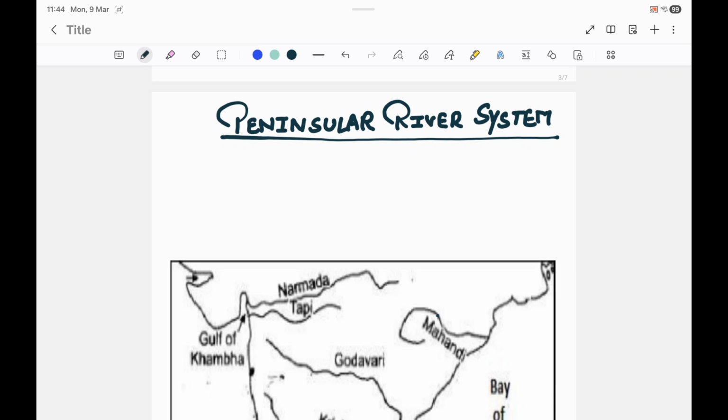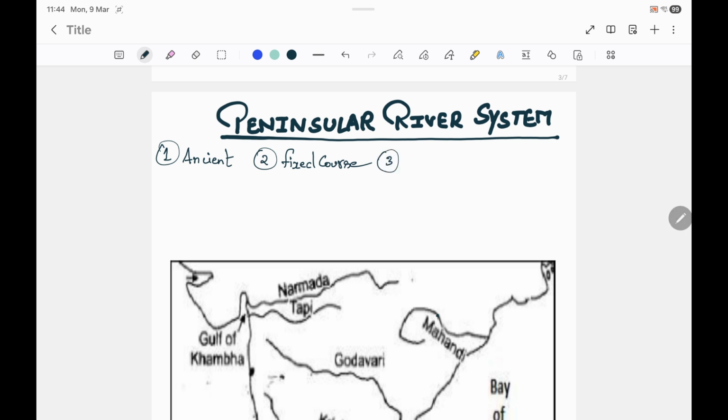Now first look at the characteristics of the peninsular river system and how these rivers are different from the Himalayan rivers. These rivers are ancient rivers, older than the Himalayan rivers. They follow a generally fixed course and do not show features like meandering that is seen in Himalayan rivers. Why? Because they flow through the hard crystalline rock structure that is relatively stable.